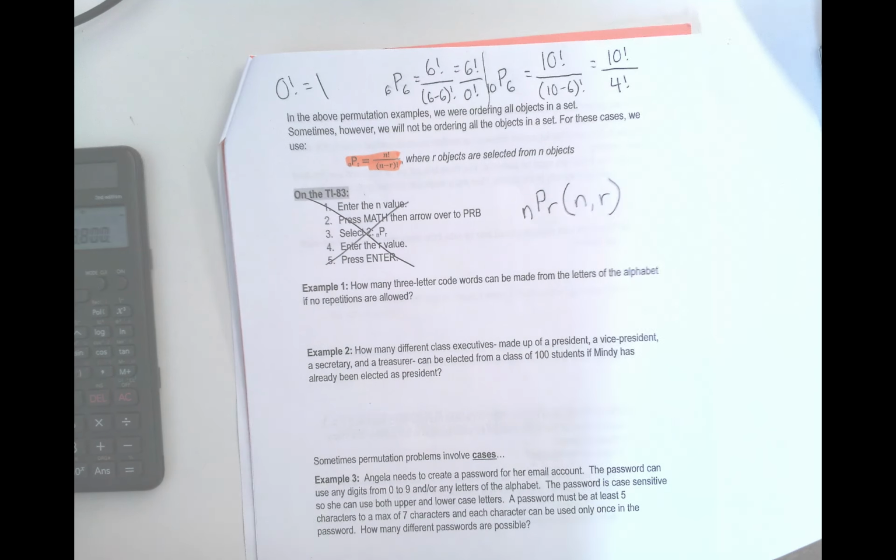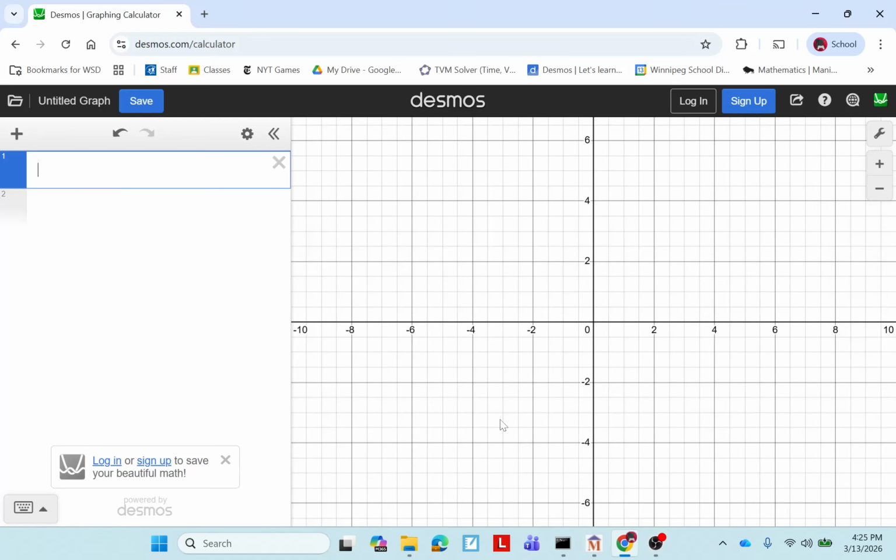Okay, so for example, I'm just going to switch over here to Desmos. If we want to do nPr of the 10 and the 6, like we wrote at the top, it equals 151,200 different permutations. And that might seem mind-blowing to you, but again, if you sat down with a group of 10 people and tried to make arrangements of 6 out of them, you'd be stuck doing it for a very long time.